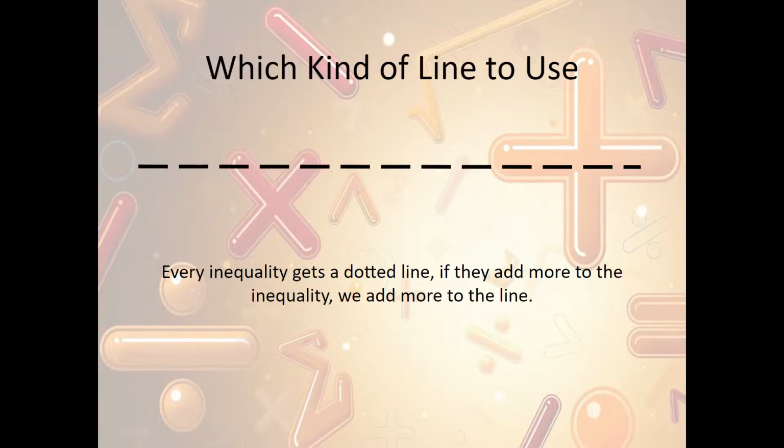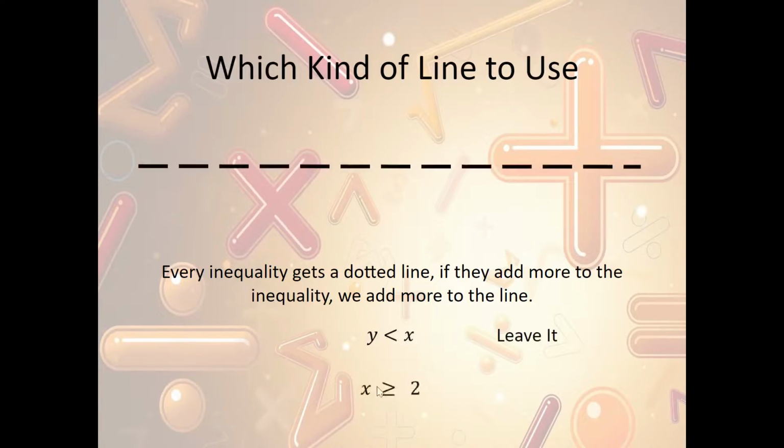If they add more to the inequality, we do too. Meaning if they add the bar underneath, then we're going to add to it and make it a solid line. So in this case, we have y is less than x. Well, I'm looking if they added anything extra, meaning did they add the bar here? If they didn't, which in this case they didn't, we'll leave it as it is and it stays as a dotted line.